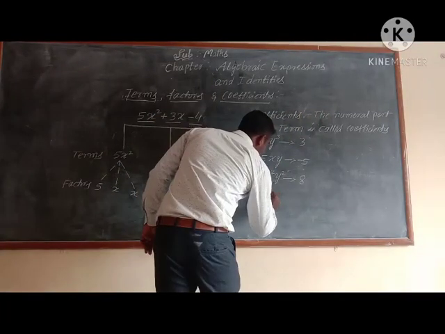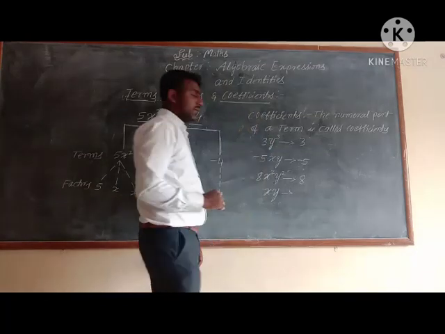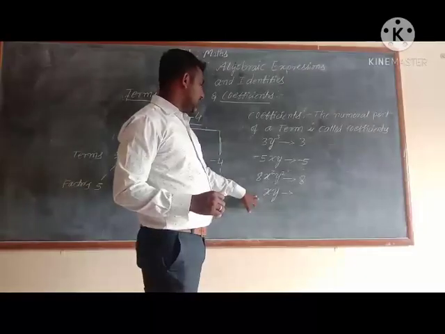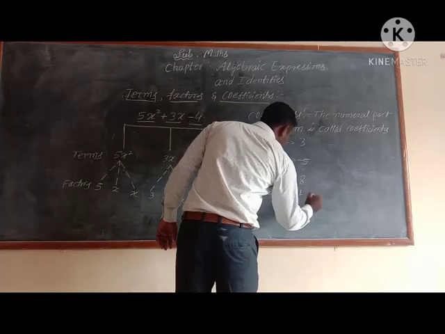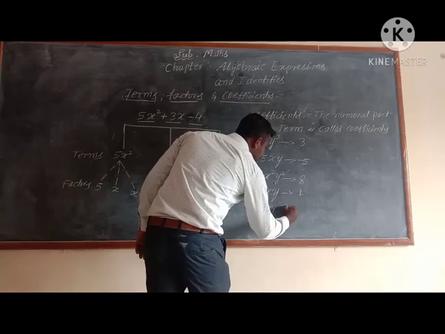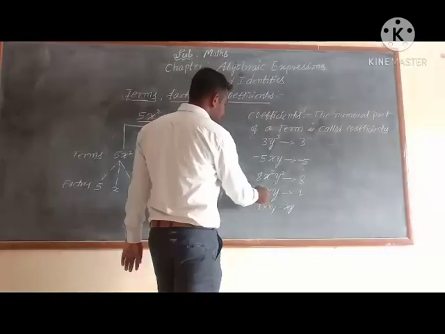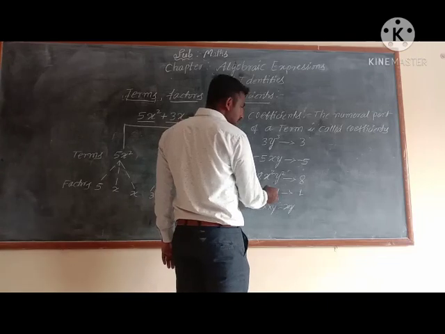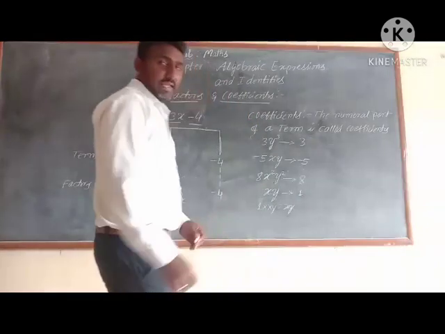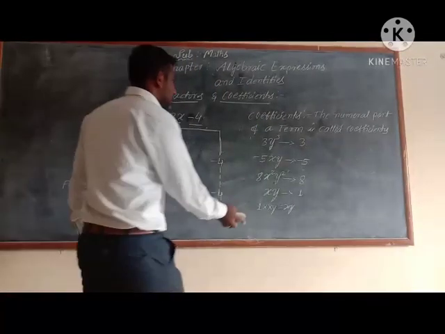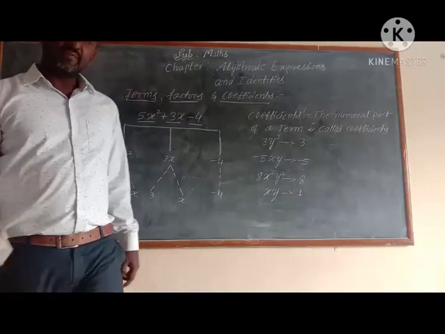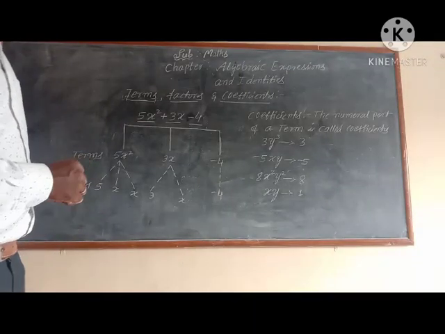Suppose xy. Which is the coefficient of this term? Yes, 1, because 1 into xy is equal to xy. If there is no numerical factor with any factor, we can understand that 1 is always there. This is about the coefficients of an algebraic expression.